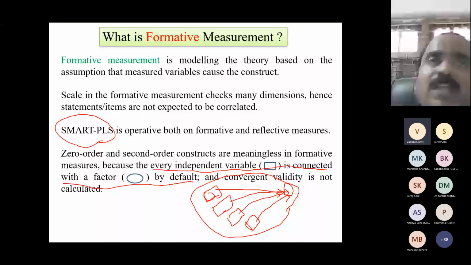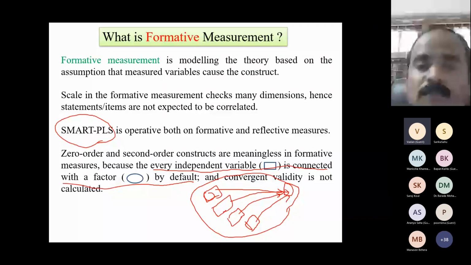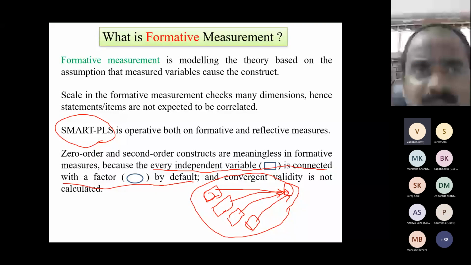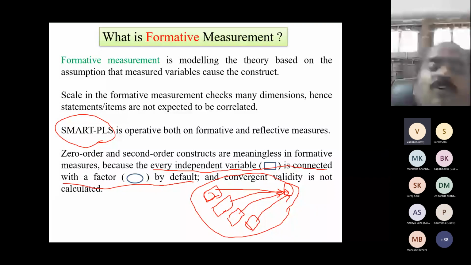But most of the time, the MPhil and PhD students do this: they write the thesis in formative language, but they adopt AMOS, which is contradictory. So the summary and conclusion is that you go by what your literature is substantiating. Do sufficient literature review. If most of the literature says formative, then go by formative. If most of the literature on your topic goes by reflective, then go by reflective.